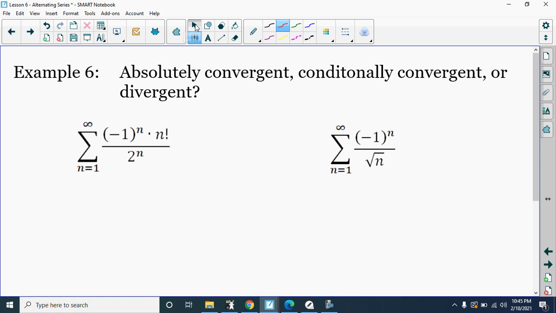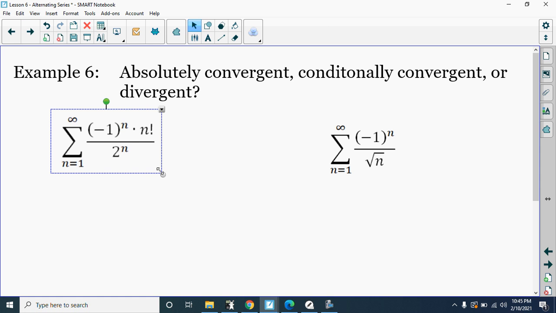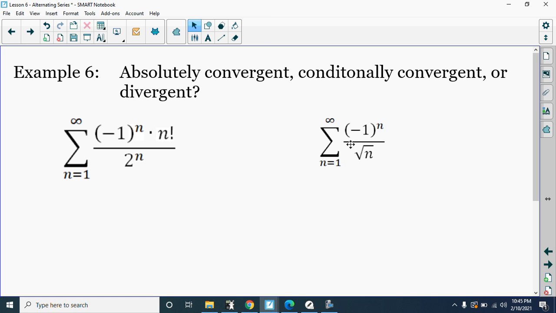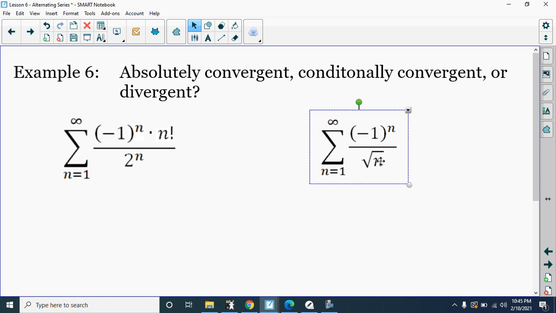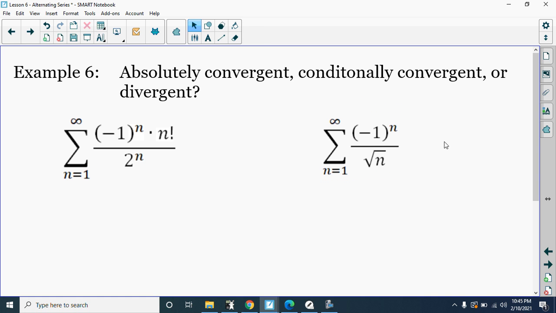I want you to try these two. Pause the video, see if you can make the correct decision on these two, if each of these is absolutely convergent, conditionally convergent, or if they diverge. Once you think you have it, start the video back up.